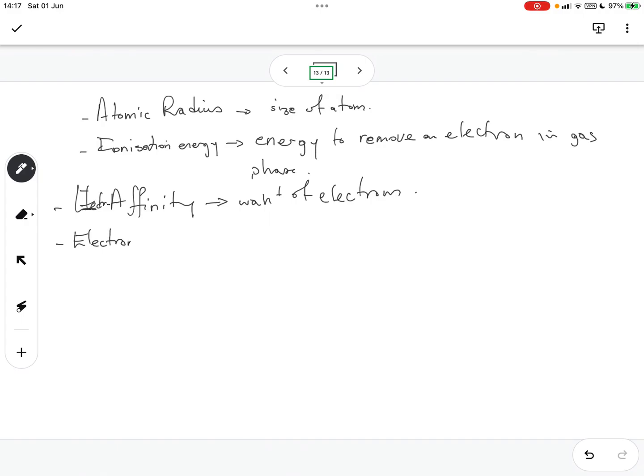Right? And then we've got electronegativity, which is the tendency of an atom to attract electrons. So these two are different. Do you want to know why? Why electron affinity and electronegativity are different?